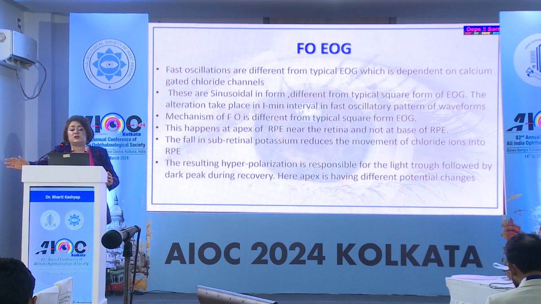The fast oscillations are different from the typical EOG, which is dependent on a calcium-gated chloride channel. These are sinusoidal in form, different from the typical square form of EOG. The alteration takes place at 1 minute intervals, and the mechanism is also very different. This happens at the apex of the RPE, near the retina, not at the base. The fall in subretinal potassium reduces the movement of chloride ions into the RPE. This is not calcium dependent.